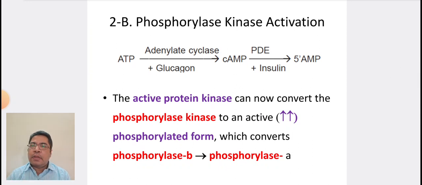Here we can see that ATP is converted to cyclic AMP with the help of the enzyme adenylyl cyclase, and glucagon has a positive effect on adenylate cyclase. On the other hand, cAMP is converted into 5' AMP by the enzyme phosphodiesterase, and insulin has a positive effect on phosphodiesterase. The active protein kinase now converts the phosphorylase kinase to an active phosphorylated form, which converts phosphorylase b to phosphorylase a.